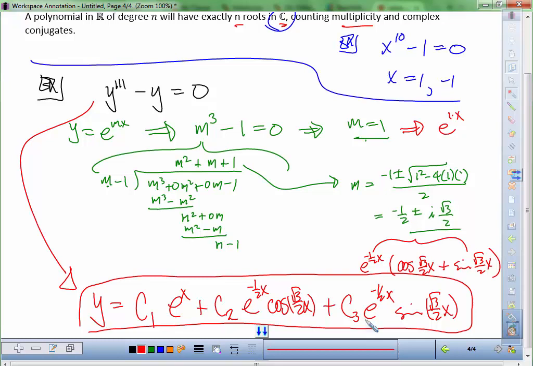This is just solving for polynomials that are bigger than second power polynomials. That's really what it comes down to, except you're going to want to make sure you keep track of your complex conjugate solutions.